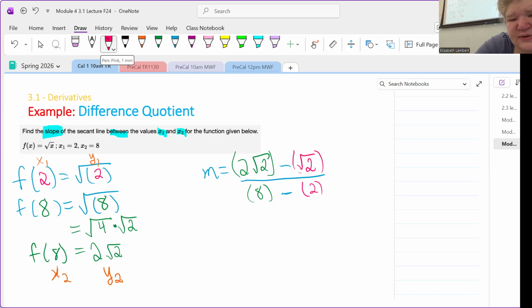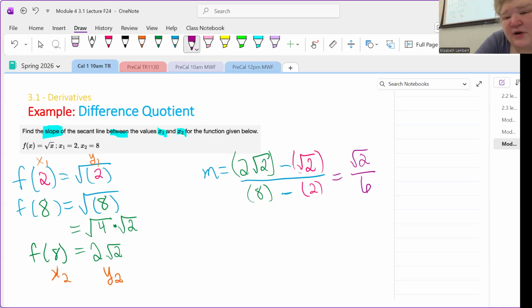All right, now we're just going to simplify. I've got 2 square roots of 2 minus a square root of 2. So if I have 2 ugly messes minus an ugly mess, what do I have? An ugly mess. So 2 square roots of 2 minus 1 square root of 2 is 1 square root of 2. And then on the bottom, 8 minus 2 is 6. So the slope of the line between the x value of 2 and the x value of 8 is whatever ugly number the square root of 2 divided by 6 is.